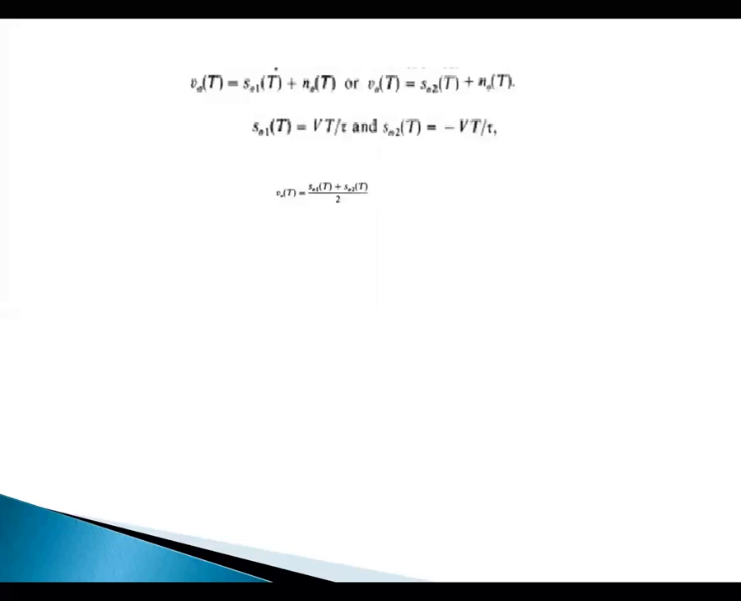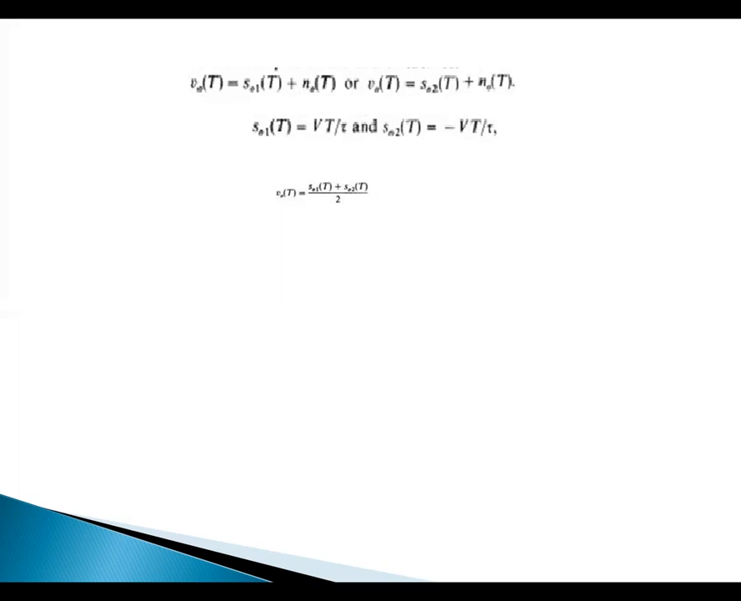N naught of t, noise, is greater than or equal to S naught 1 of t plus S naught 2 of t by 2. S naught 1 of t plus S naught 2 of t by 2 is nothing but the decision factor. N naught of t is the noise factor, and this is the decision factor. If the noise factor is greater than the decision factor, then the error occurs.